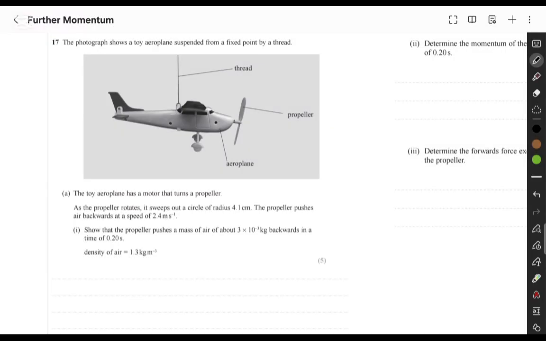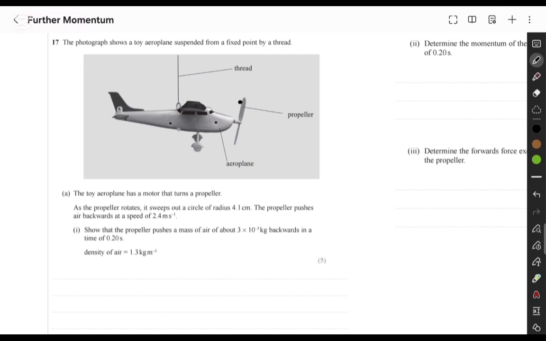Now question number 17. It says the photograph shows a toy aeroplane suspended from a fixed point by a thread. The toy aeroplane has a motor that turns a propeller. As the propeller rotates, it sweeps out a circle of radius 4.1 centimeters. The propeller pushes air backwards at a speed of 2.4 meters per second. Show that the propeller pushes a mass of air of about 3 times 10 to the power of minus 3 kg backward in a time of 0.2 seconds. And they've given us the density of air.